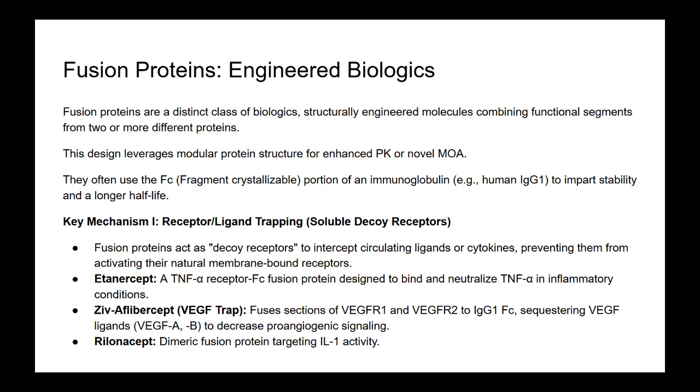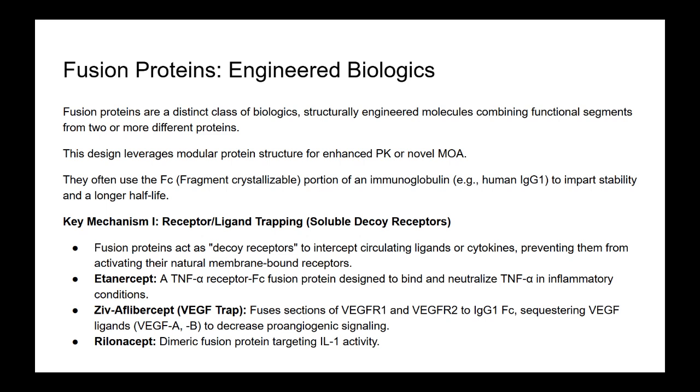The mechanism of action involves a protein domain that is responsible for binding to a specific target ligand, such as a cytokine or growth factor. This protein domain is fused to the fragment crystallizable portion of an immunoglobulin, which is often derived from human immunoglobulin G1. The fragment crystallizable region typically provides enhanced stability to the fusion protein and extends its half-life in the bloodstream.